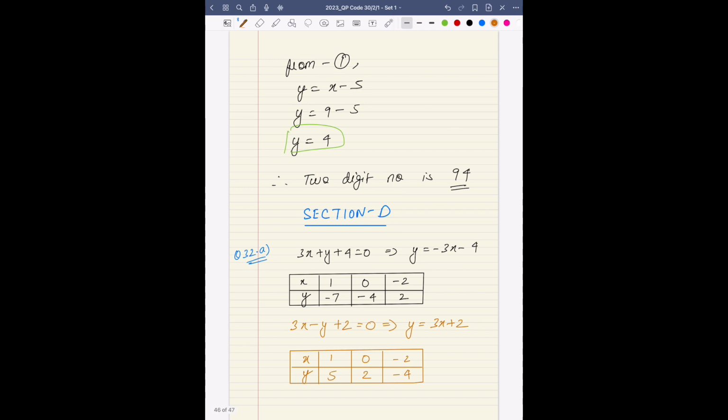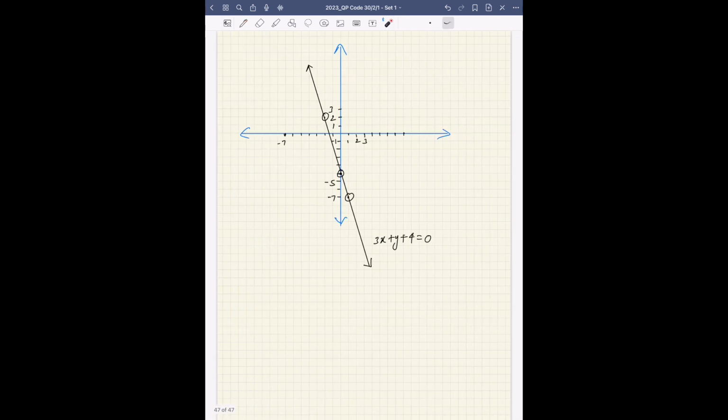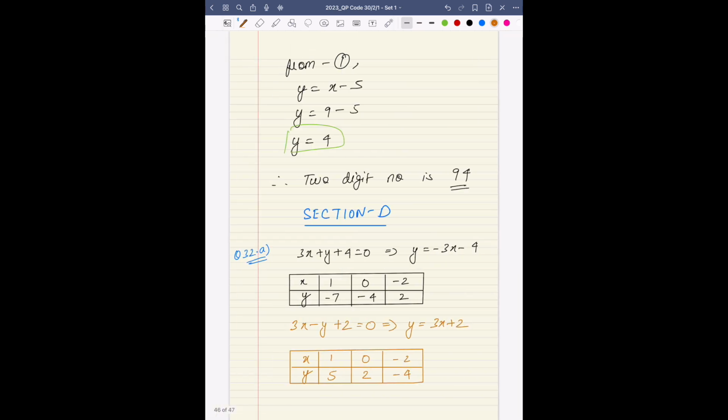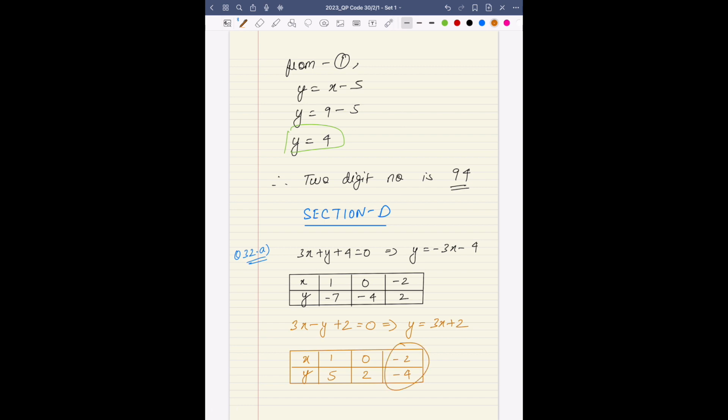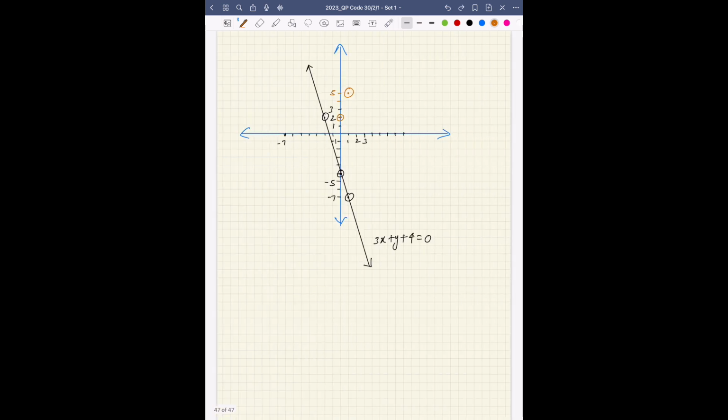Let's plot the other one. So the first point is 1 comma 5. 1 comma 5 means shift 1 unit right and 5 units up. So this is 4, this is 5. So 1 comma 5 is over here. 0 comma 2, as I said, will be on the y-axis. 0 comma 2 will be over here. And the last point is minus 2, minus 4. So minus 2 is here, 1, 2, minus 4 is over here. So this is our third point. Join this, and the point of intersection is your solution.